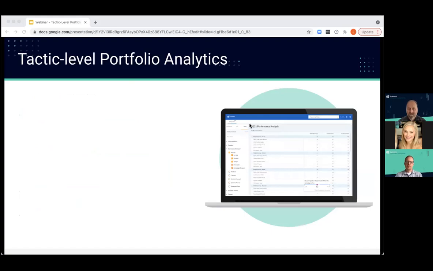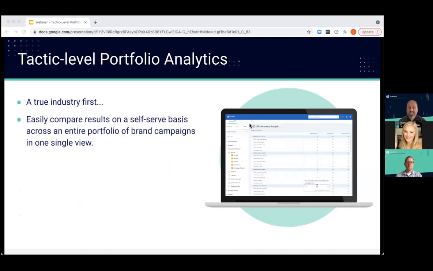We're very excited to bring tactic level portfolio analytics to our customers. Upwave is proud to be the first software as a service platform to deliver brand campaign performance that is at once detailed and comprehensive.